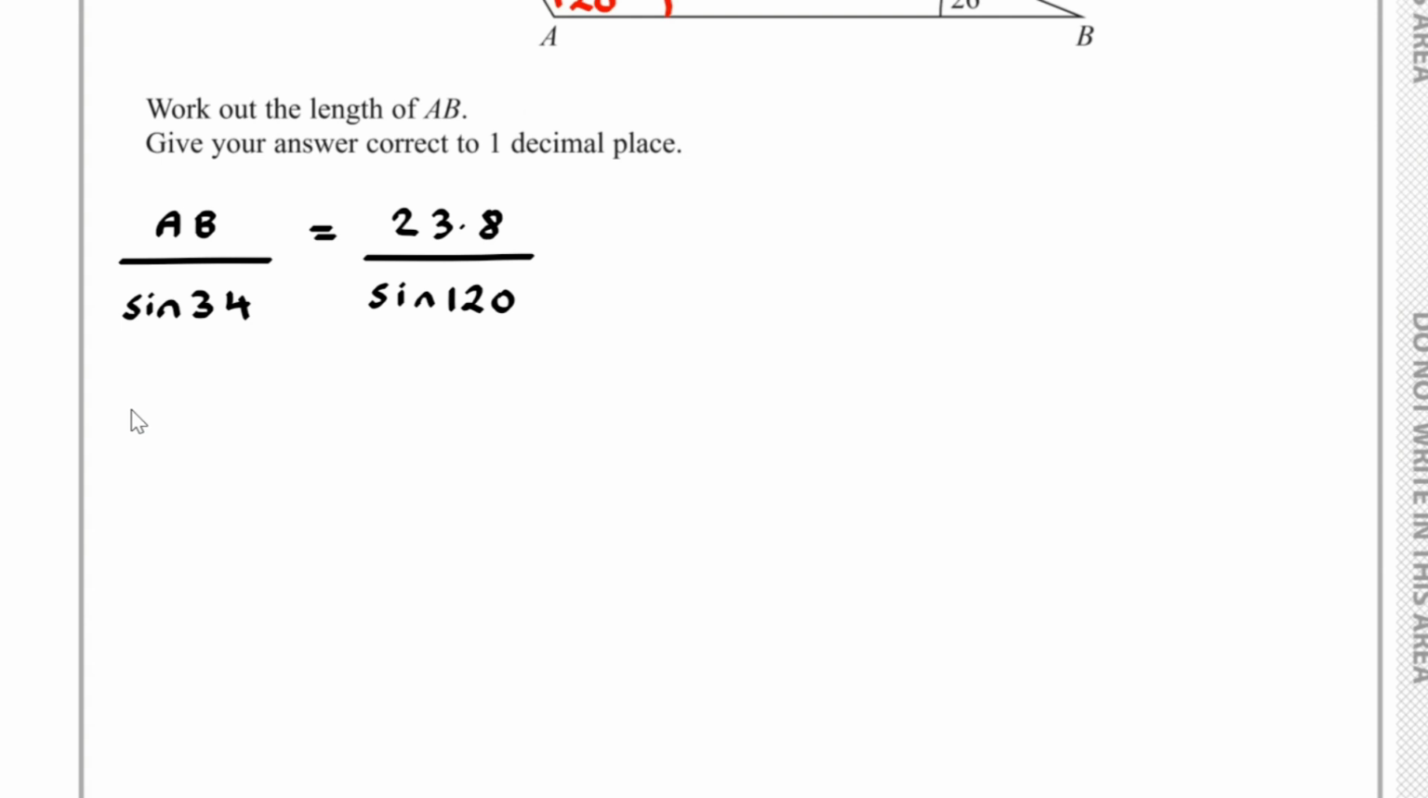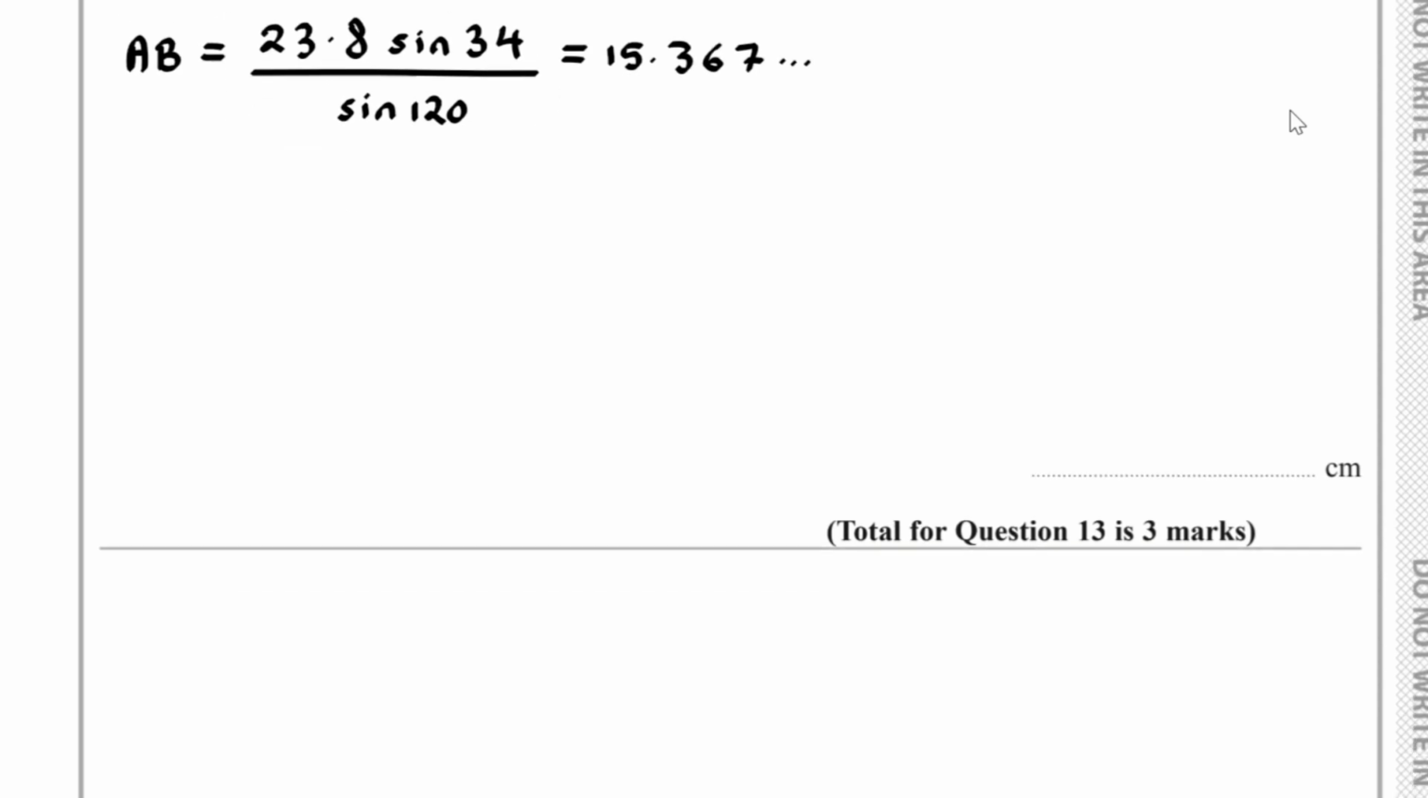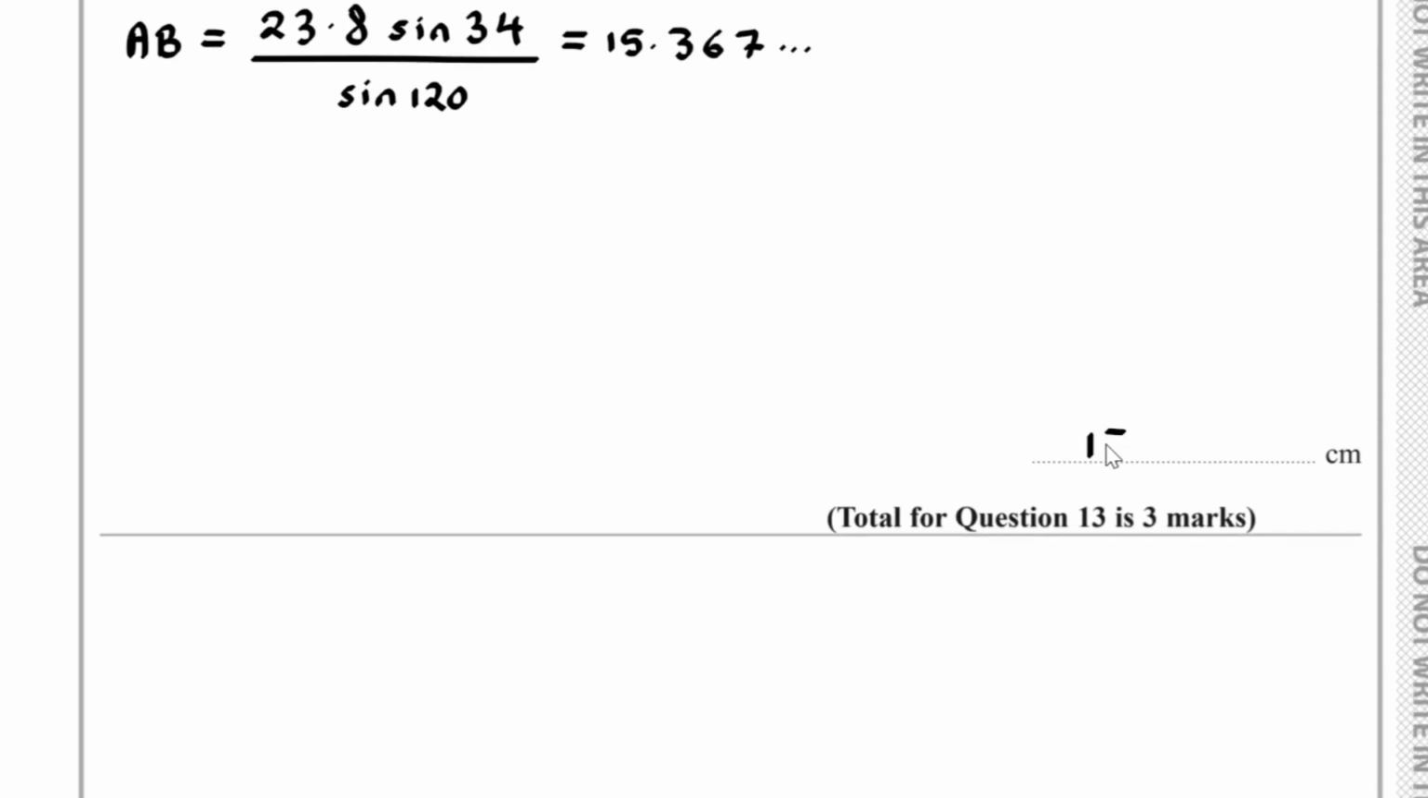And so if we rearrange for AB, we have 23.8 multiplied by sine 34 divided by the sine of 120, and so if we work all this out, we get 15.367, etc. And so to one decimal place, we have 15.4 centimeters as the length of AB.